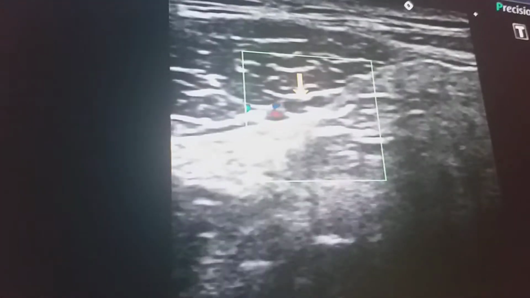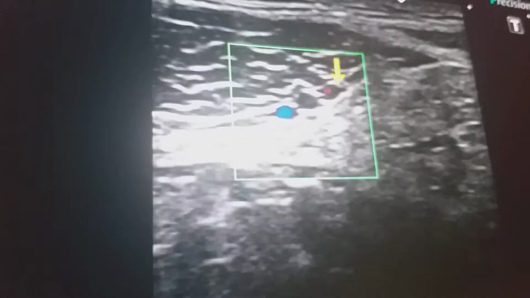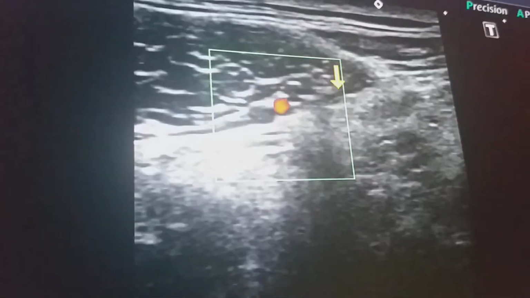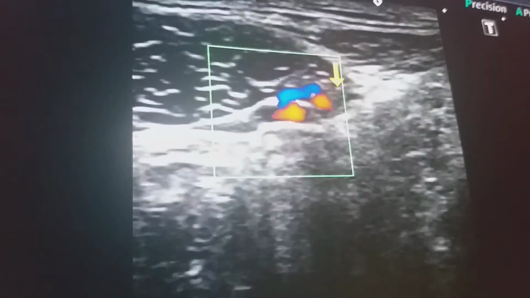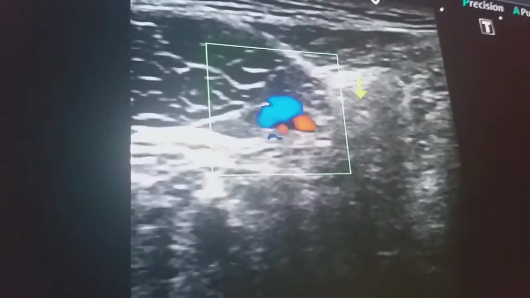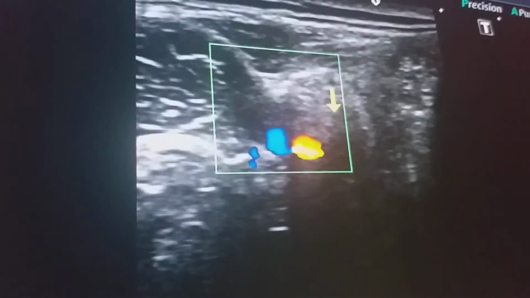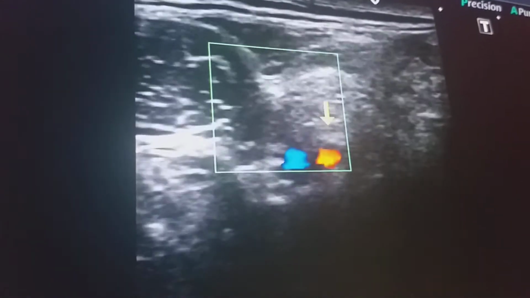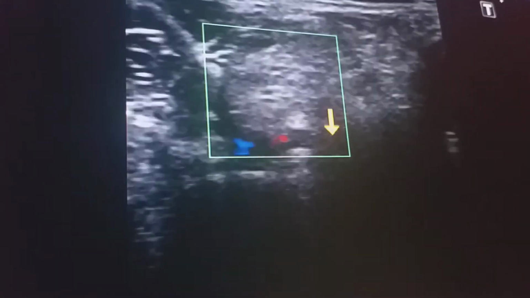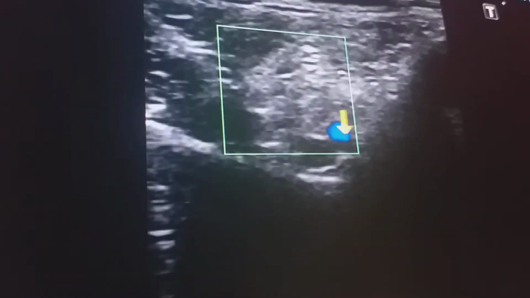and downward, following the artery, reaching the left inguinal region. Now we can see that I have reached the left inguinal region.